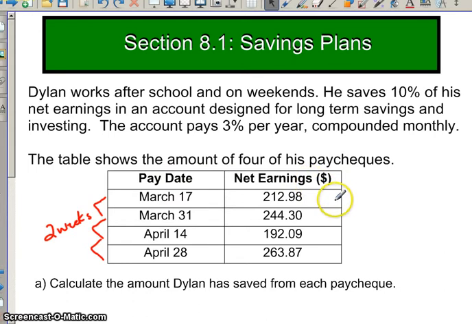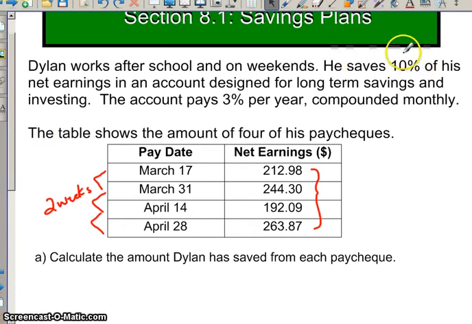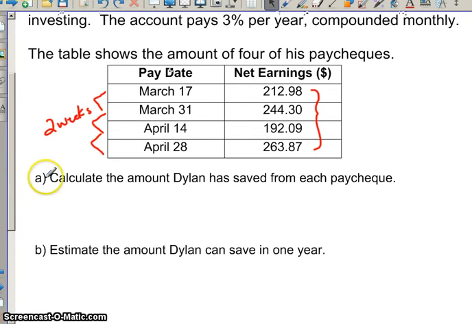We also look at his net earnings over here, and we should start to understand that he's not getting regular hours. Because he's not getting regular hours, this may interfere with the amount that he can save from each paycheck. What it says is he's saving 10% from every paycheck. So let's look at part A here. Calculate the amount Dylan has saved from each paycheck. So we'll make an extra chart here that looks at 10% of his net earnings.